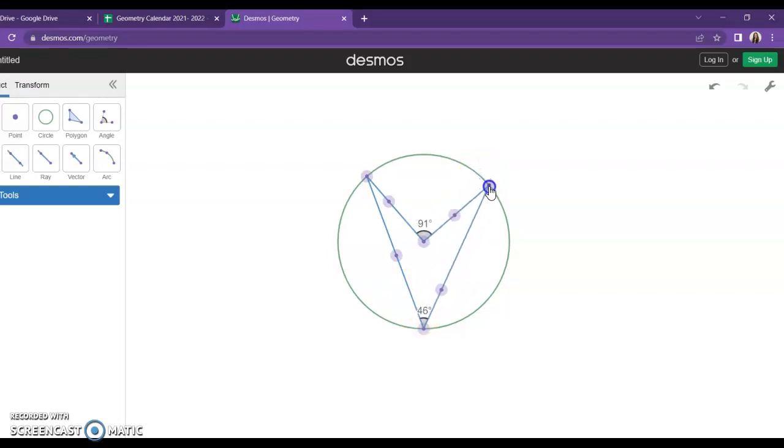If I change the central angle to a 90-degree angle, this is 45. If I change this to a 100, this inscribed angle is 50. And so that got them noticing, oh, okay, it's always half. Even if I make it bigger, it's always going to be half. The inscribed angle is going to be half of the central angle that it creates.